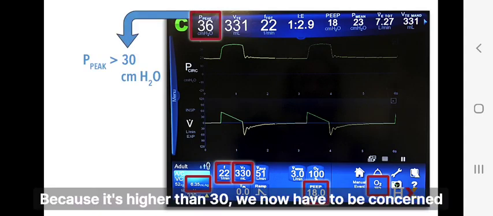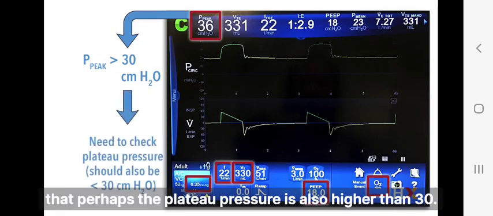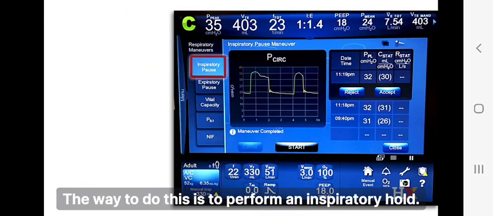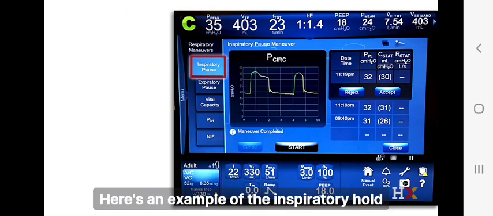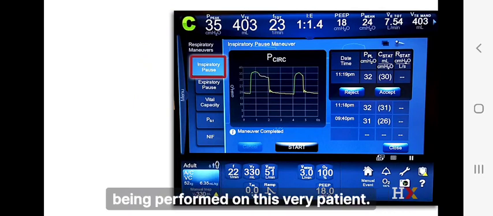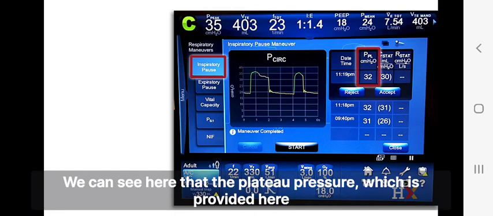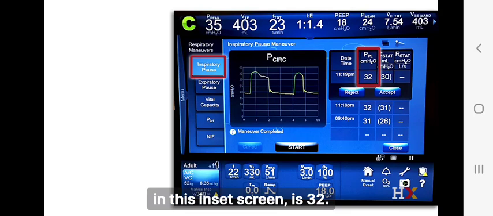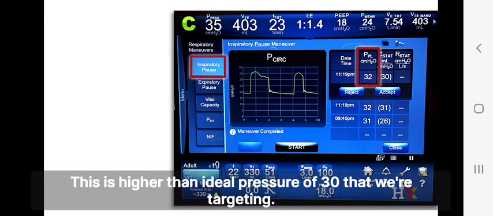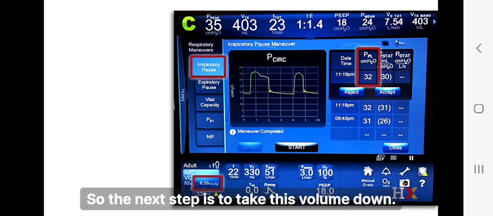Because that's higher than 30, we now have to be concerned that perhaps the plateau pressure is also higher than 30. The way to do this is to perform an inspiratory hold. Here's an example of the inspiratory hold being performed on this very patient. We can see here that the plateau pressure, which is provided here on this inset screen, is 32. This is higher than the ideal pressure of 30 that we're targeting. So the next step is to take this volume down.